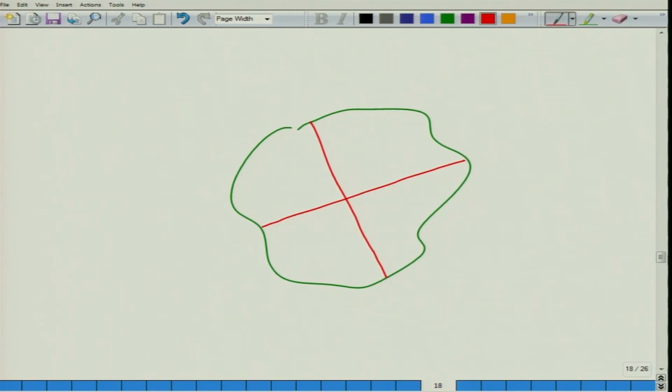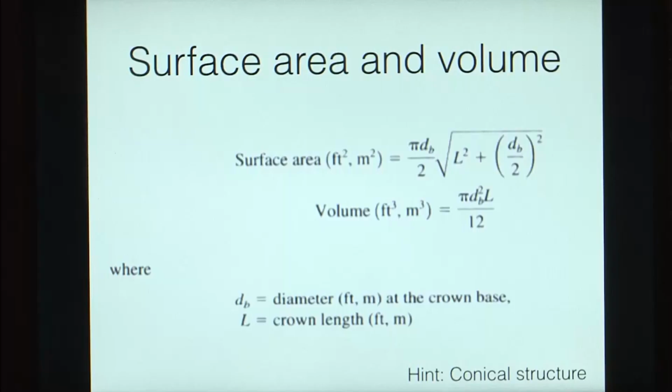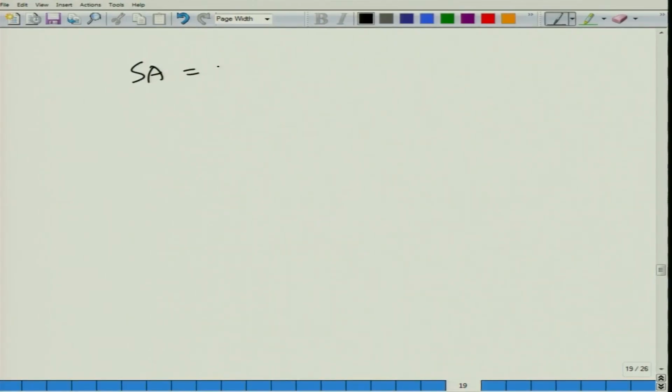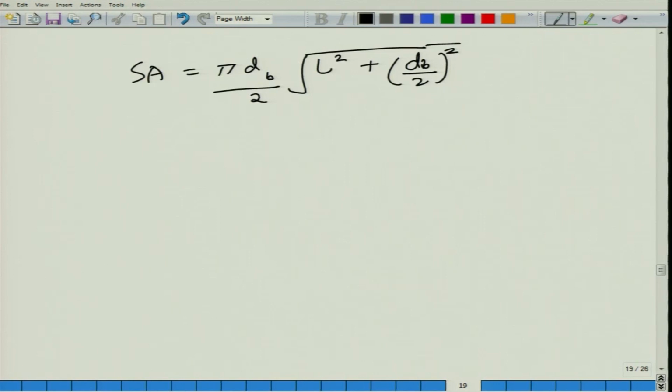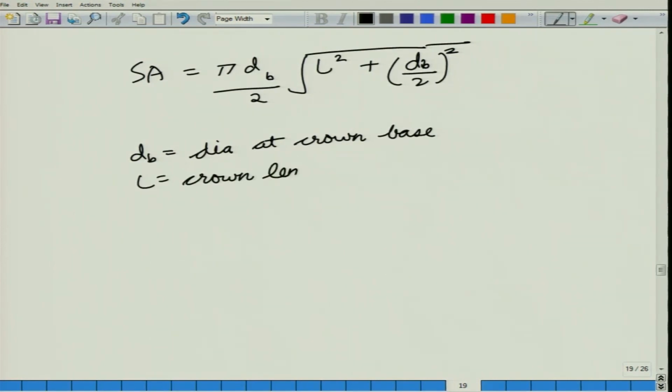Now, once you have these numbers, coming back to the slides, you can use them to calculate the surface area and volume. So, these are the formulae for the surface area and the volumes. Now, these look a bit tricky at first glance. So, if I write it down, you have surface area is equal to pi times dB by 2 times the square root of L squared plus (dB by 2) squared, where dB is the diameter at crown base and L is the crown length. So, this is the surface area of the crown.